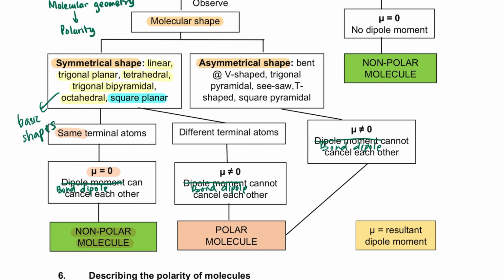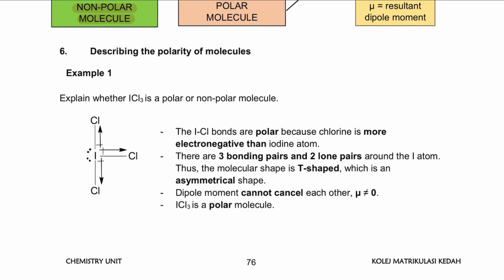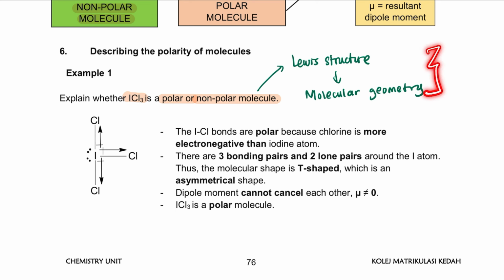Alright, so maybe you still feel you don't understand, so we will look at an example. Example 1 uses ICl3. It asks us to explain whether ICl3 is a polar or non-polar molecule. To explain, as I said earlier, first you need to start with the Lewis structure. After that, determine its molecular geometry. For this part of the explanation, I will skip the Lewis structure and molecular geometry. You can refer to the previous video to see how to do this.